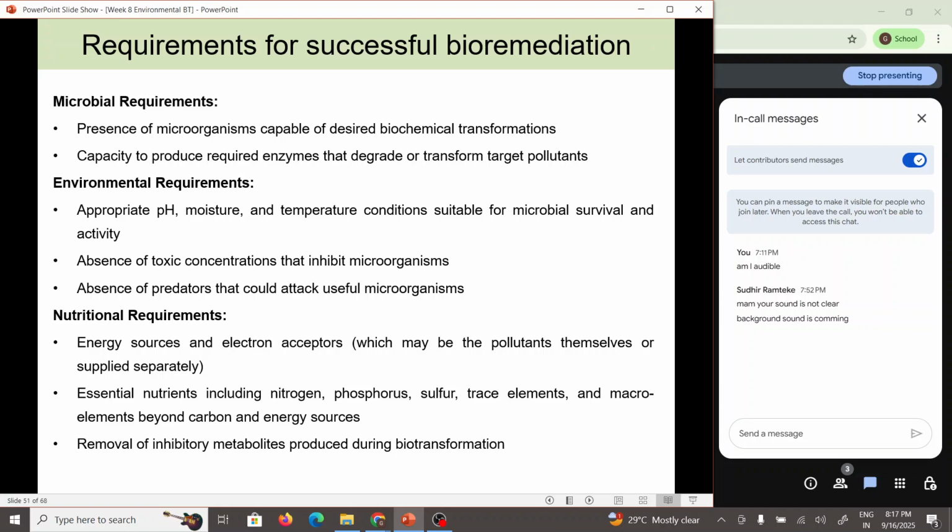So we know that in case of adverse conditions, microbes can go into a dormant or inactive state. If it is going to be extremely different, then the microorganism is going to die. So we need appropriate pH, moisture, and temperature conditions for the microbes to survive. And the next one is the absence of toxic concentrations that inhibit microorganisms.